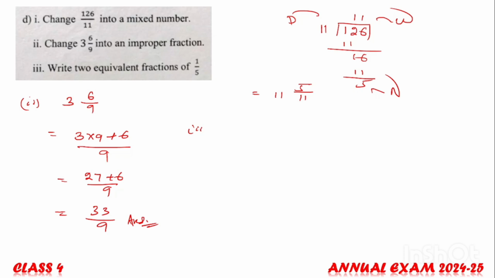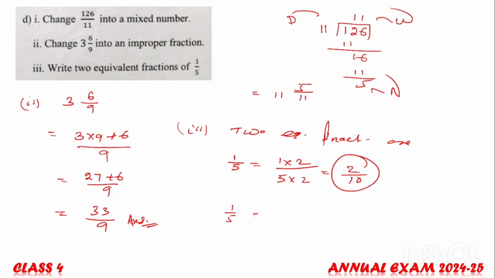Next, third I. Write 2 equivalent fractions. The first is 1 by 5 equals 1 into 2 over 5 into 2. So 2 by 10. If we multiply a number to both numerator and denominator, we get an equivalent fraction. So the first fraction is 2 by 10. Again, 1 by 5, we multiply by 5. So that is 5 1s are 5, 5 5s are 25. So the answer: these are 2 equivalent fractions of the fraction 1 by 5.